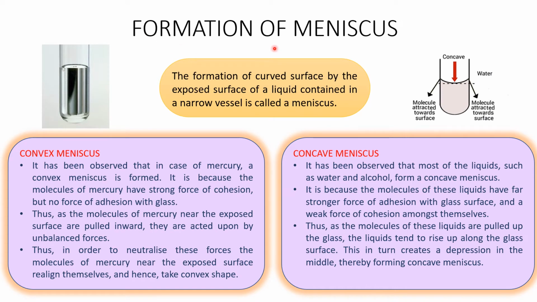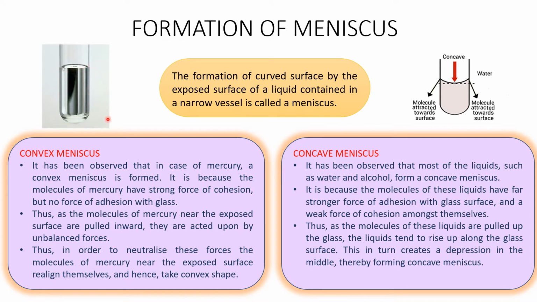Now, formation of meniscus. We will take two test tubes. One is filled with mercury and another is filled with water. The one filled with mercury makes a convex meniscus, and the one with water makes a concave meniscus. What is a meniscus? The formation of a curved surface by the exposed surface of a liquid contained in a narrow vessel is called a meniscus.